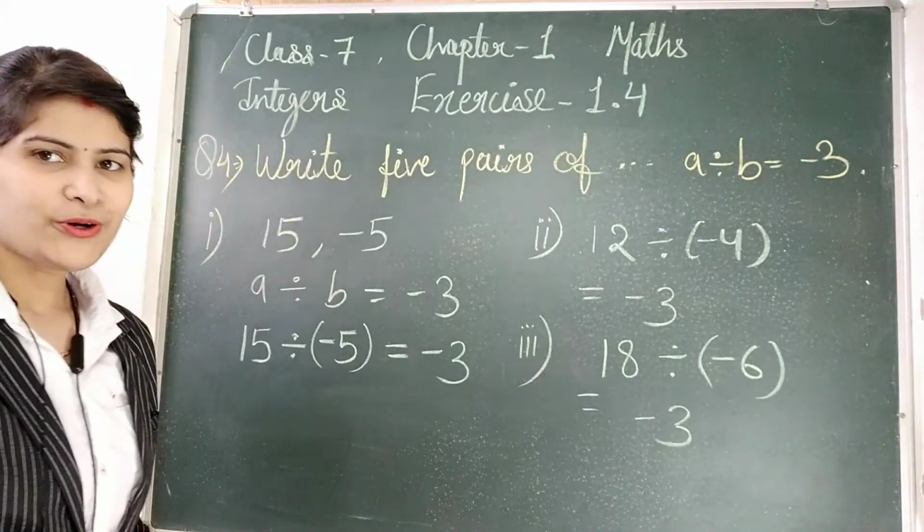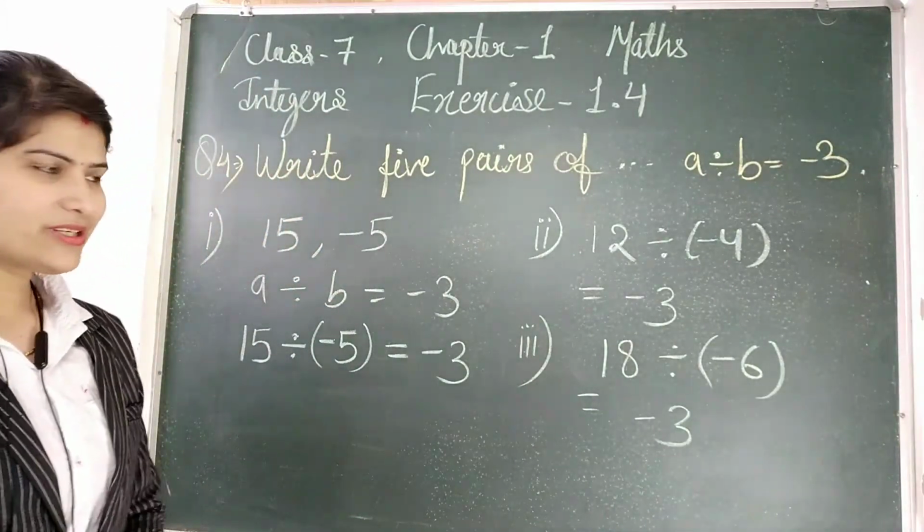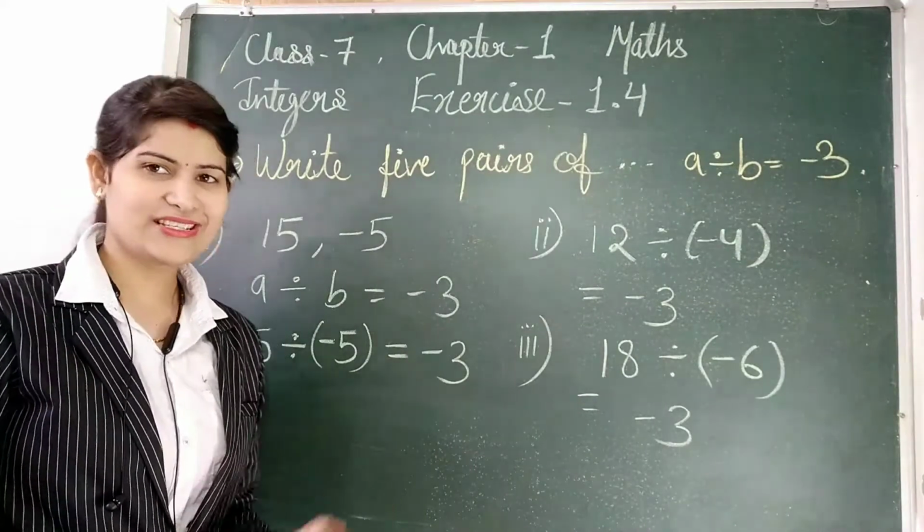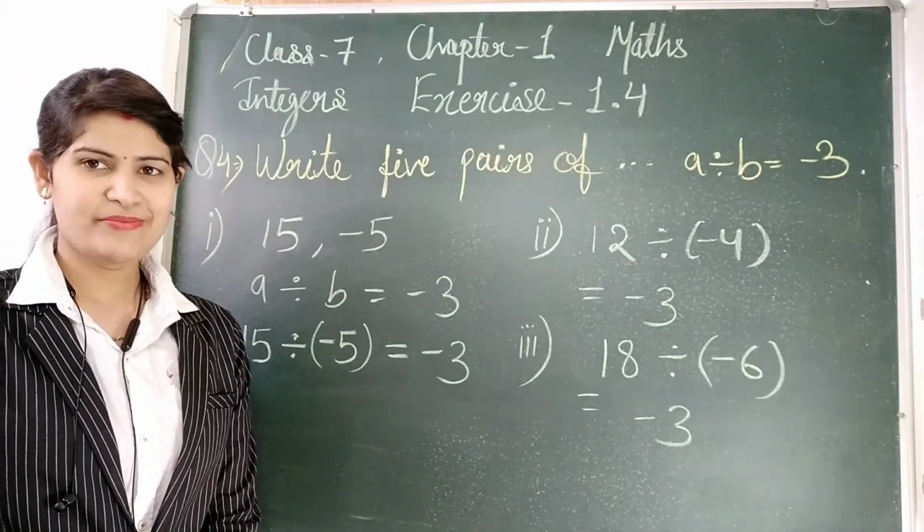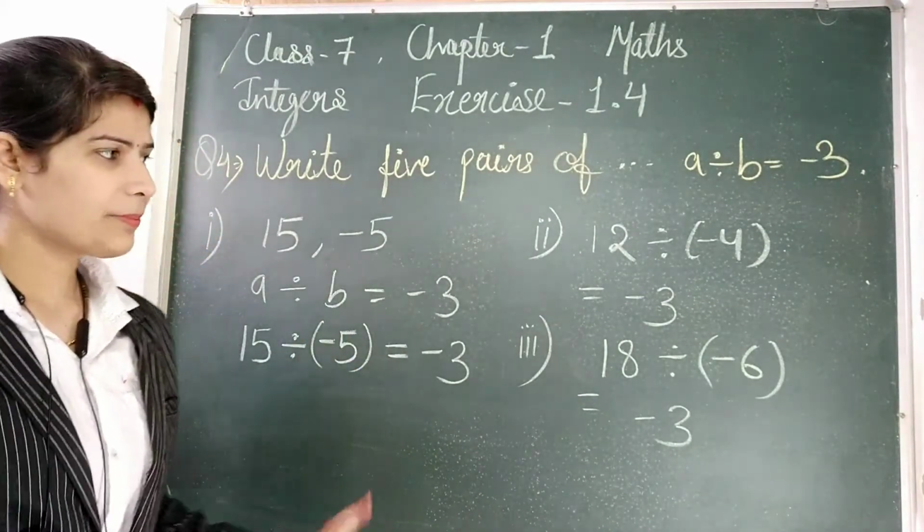So make 2 pairs by yourself and send them to my comment box. This is question number 4. This is very simple. You can just make pairs.